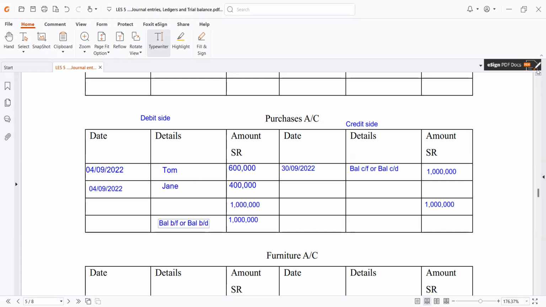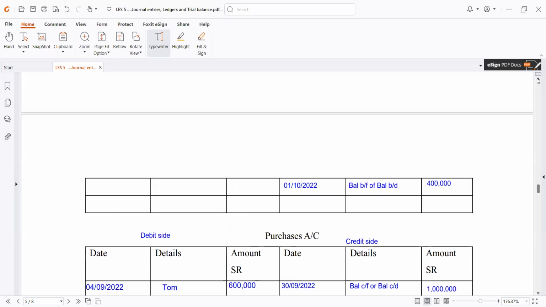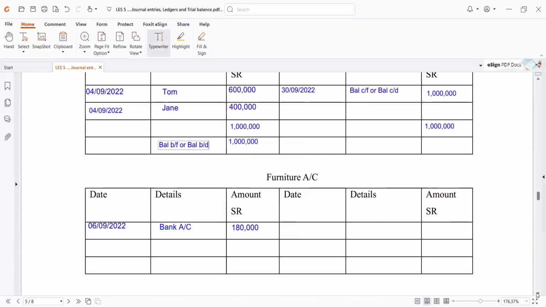So for Jane's account, the previous account we had, that one was for Jane, 400 million. For Tom, the account was just closed down. So we have a 0 for Tom. So we proceed. We go to furniture account.